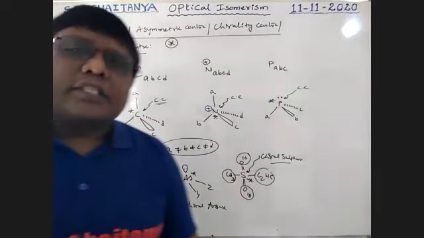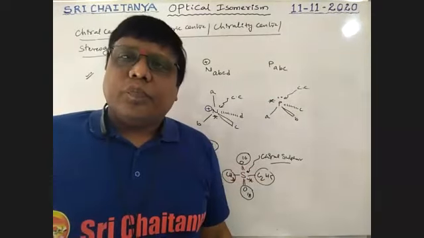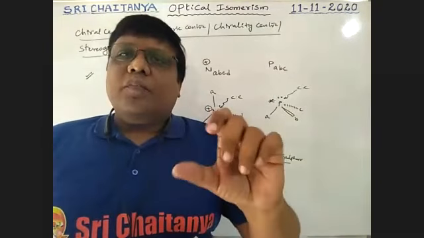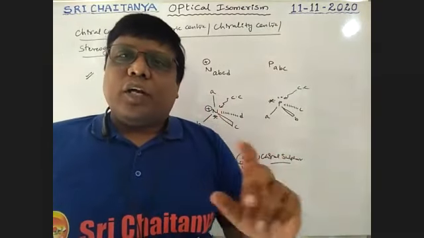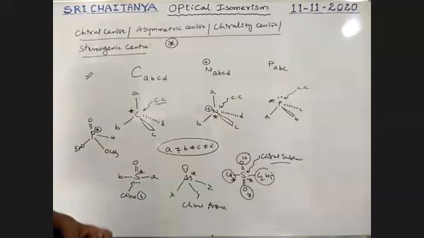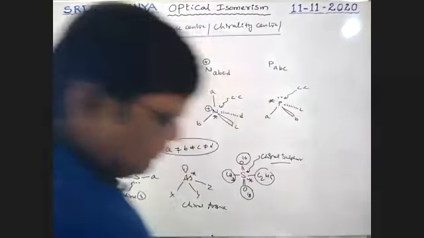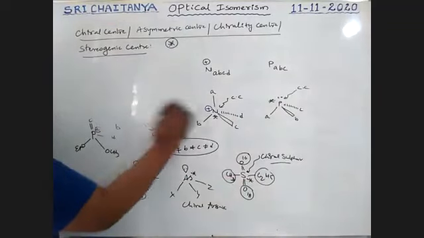So what is chiral? That is the atom which is bonded with different groups. That is called chiral. So please be conscious about this.